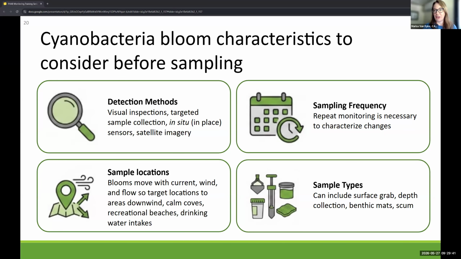You want to make sure that you're targeting that worst case scenario, that dense bloom, and not inadvertently avoid that scenario, just to make sure that your sample collection is really representative of what's present and to effectively use your resources. We'll go into that.